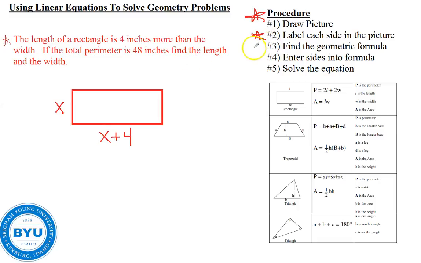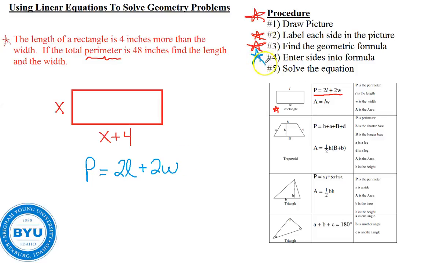Cool. In step number 3, you need to find the geometric formula that it's asking you to use. In this problem, they asked us to find the perimeter. So you might have to go online, or I provided a formula sheet here for you as well, to find the perimeter of a rectangle. Now you're going to see it here. Here's a rectangle, and the perimeter is 2L plus 2W. I'm going to write that down. P equals 2L plus 2W.